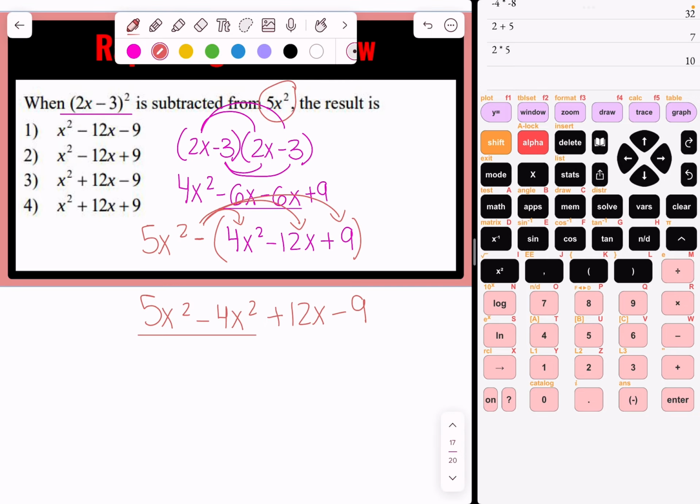5x squared minus 4x squared is x squared. Bring down the plus 12x. Bring down the minus 9. That gives me an answer of 3.